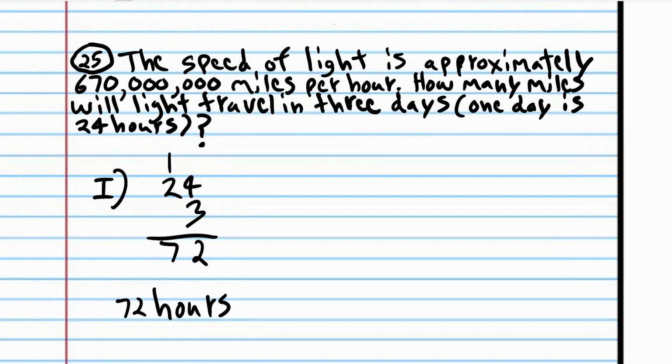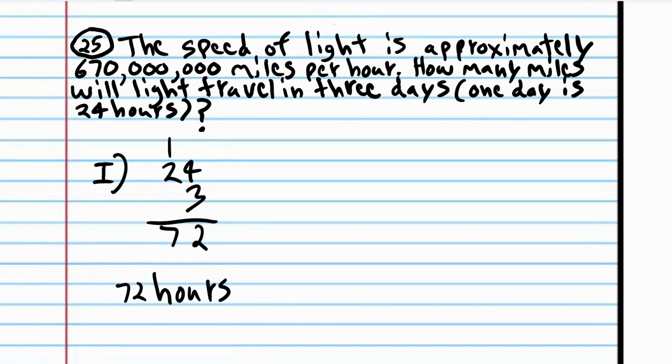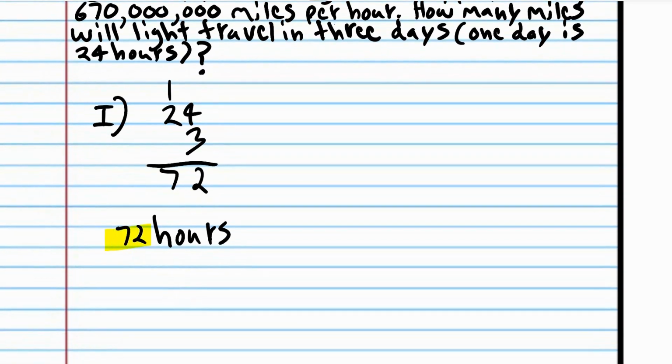All right. Now the reason we did that is because now we know 670 million miles are traveled in 1 hour. That's what per means. It means 1. So 670 million miles in 1 hour is the speed of light. We have 72 hours.